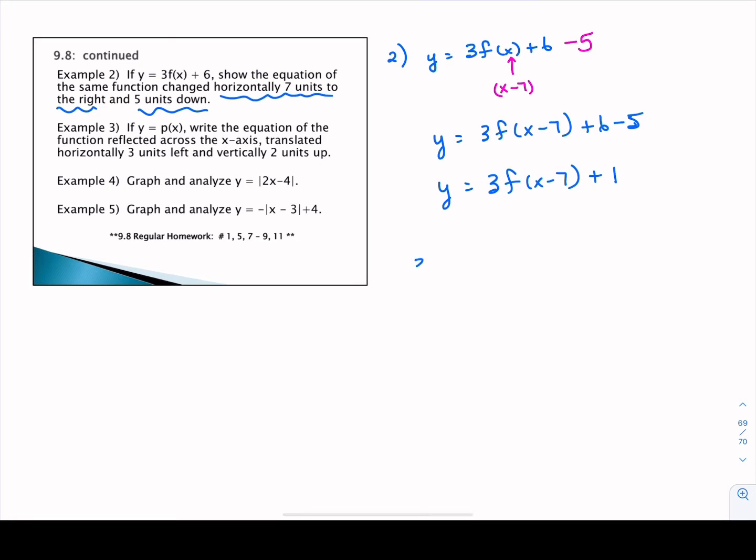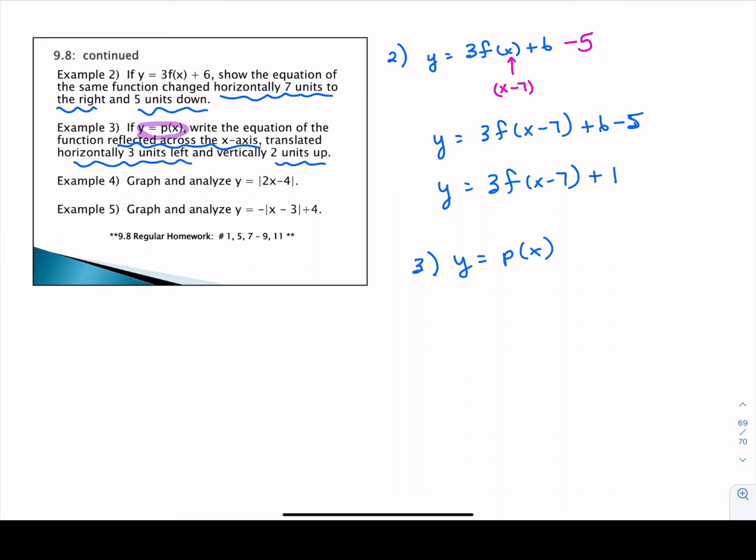Our third example says if you start with y equals p of x, so we have a new original function. And again, we'll always give you a function to start with, and it might be an actual equation or it might just be the name of a function like it is in this case. So if y equals p of x is your original function, write the new equation of the function if we reflect it across the x-axis, if we translate it horizontally 3 units to the left and 2 units upwards.